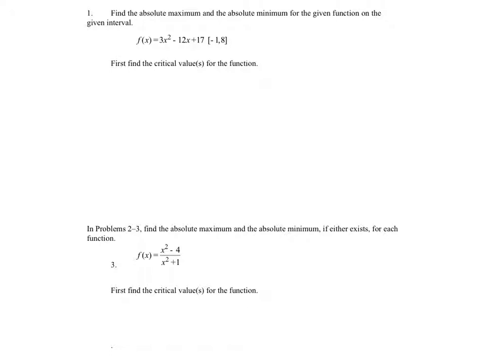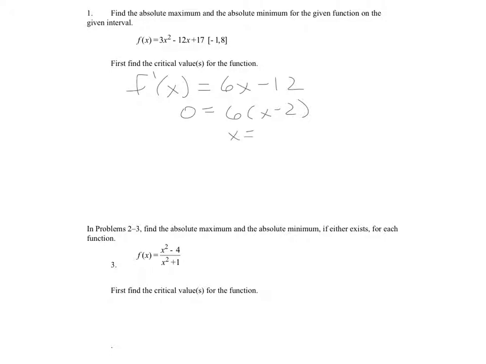Because it's a closed interval. So let's do this. Let's find our first derivative. Can you take the derivative of 3x squared? You get 6x minus 12. And then, of course, the derivative of 17 is 0. So that means if I set that equal to 0, I can factor out a 6 from this side. I'd have x minus 2 in parentheses. Where is my only potential max or min going to occur?